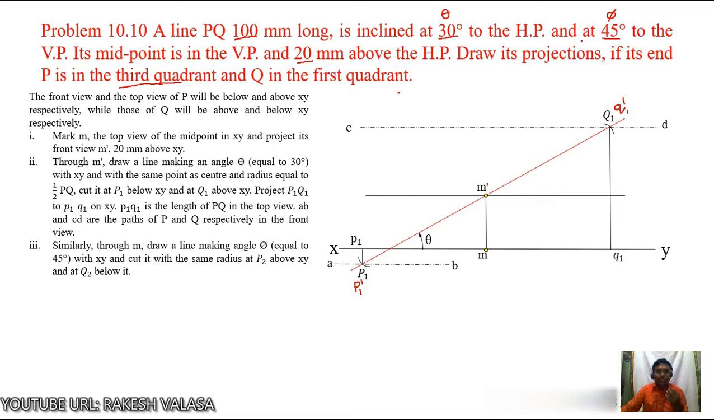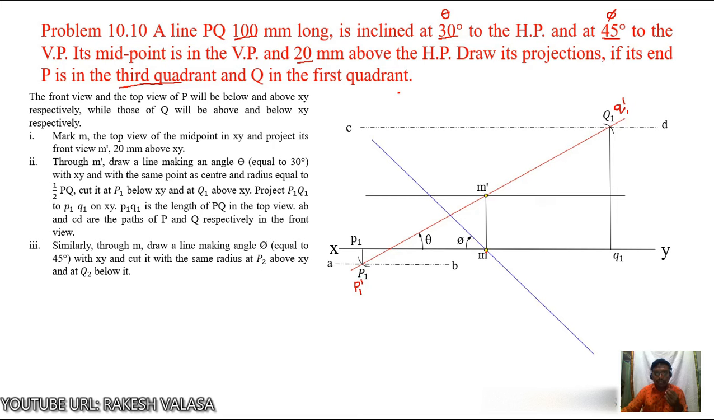You can see this inclination in the top view, so you can take point M and draw the 45 degrees line. Similarly, through M, draw a line making angle phi, that is equal to 45 degrees, with XY. Take your mini drafter and set it to 45 degrees, and draw the 45 degrees line. Otherwise, you can take a protractor, measure 45 degrees and draw the 45 degrees inclination line at M.